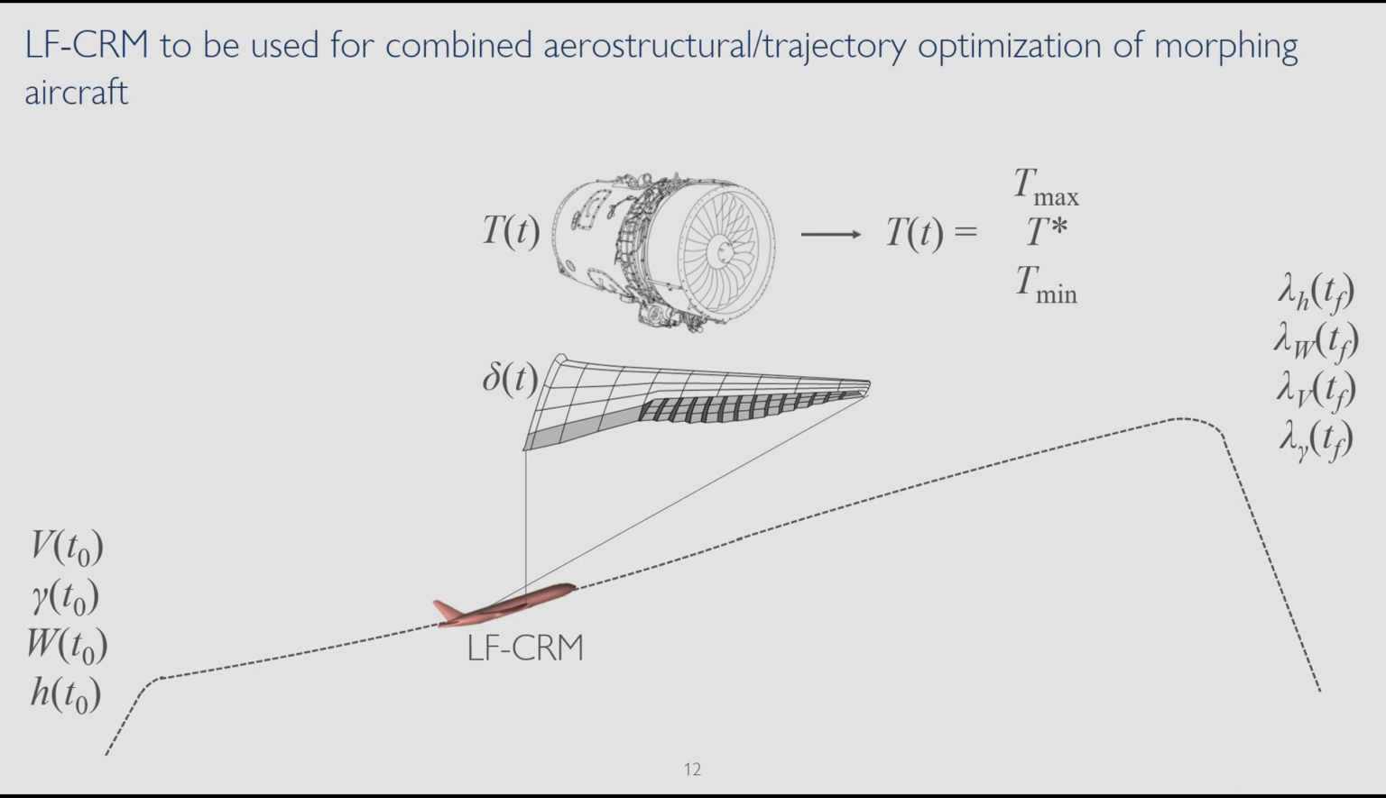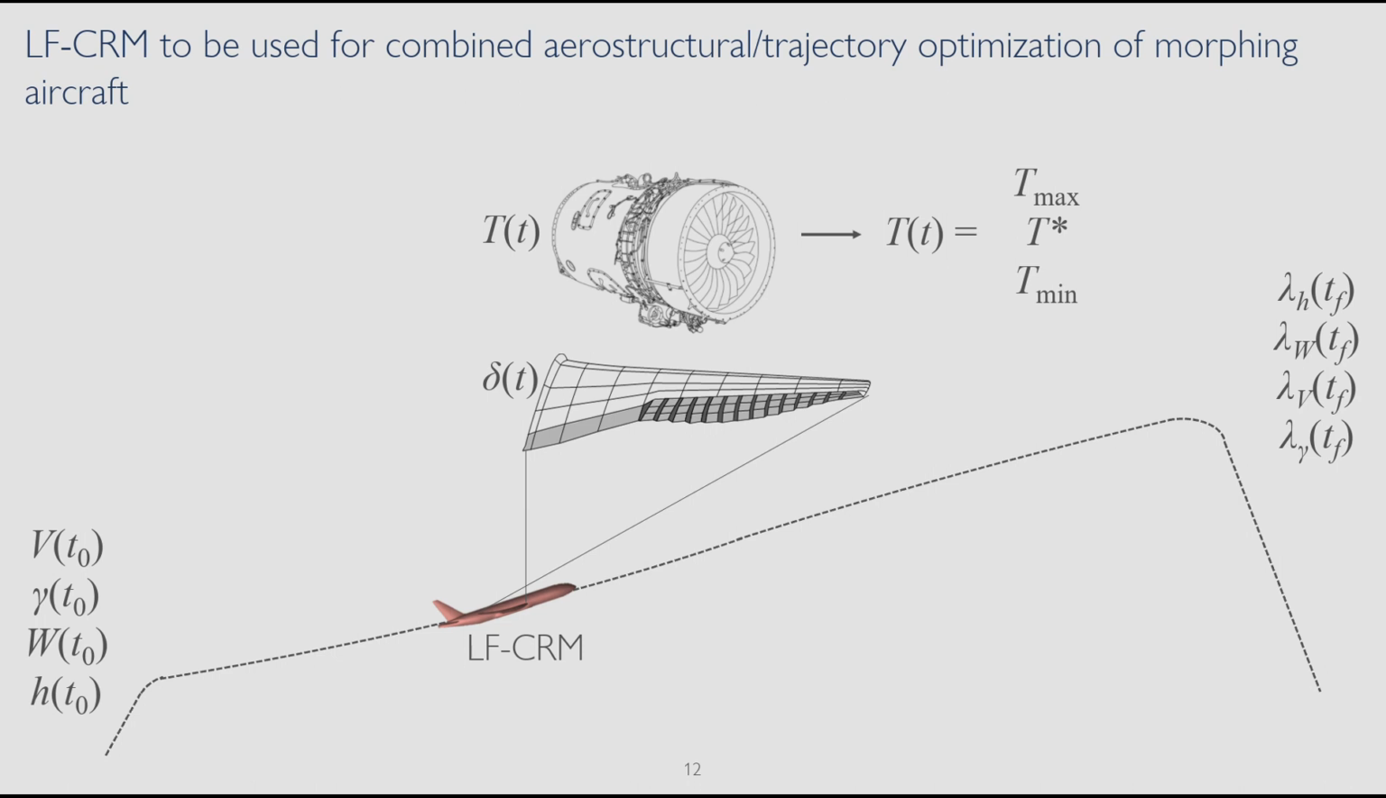But what I want to do with a low fidelity CRM model is what I plan to do as part of my research: a combined aerostructural and trajectory optimization of the CRM wing equipped with a distributed flap system, or in other words, a morphing system. And that's kind of expressed here. So you can imagine that this will require a whole lot of calculations. Every time that a calculation is done, there needs to be an aerostructural analysis involved to get the correct deflection at that loading condition.